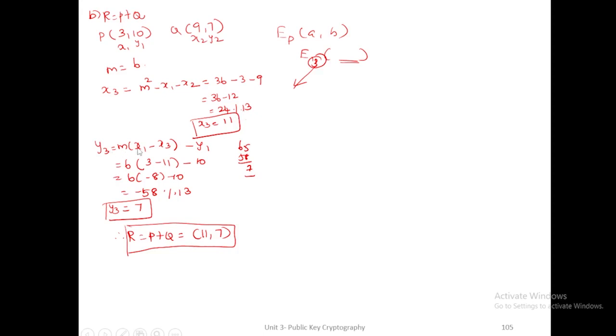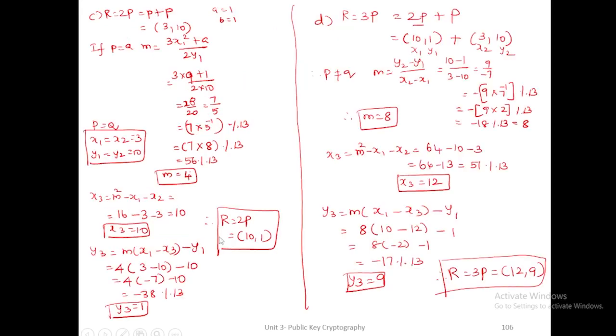y3 is equal to m of (x1 minus x3) minus y1. Substitute the m value as 6, x1 is 3, x3 is the value I already calculated, 11, and minus y1 value 10. So 6 of minus 8 minus 10: 6 times 8 is 48, so minus 48 minus 10 is minus 58. Now write the 13 multiples: 5 13s are 65. So plus 65 minus 58 is 7. It is a positive value, so y3 is 7. So this is R = P + Q: x3 is 11 and y3 is 7.